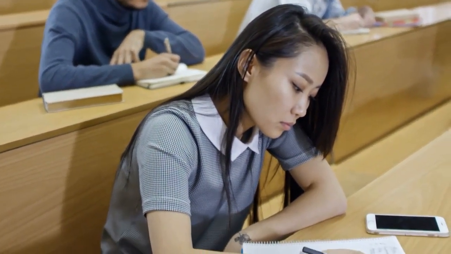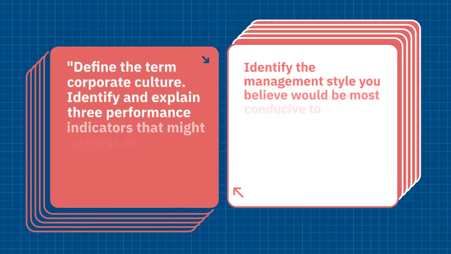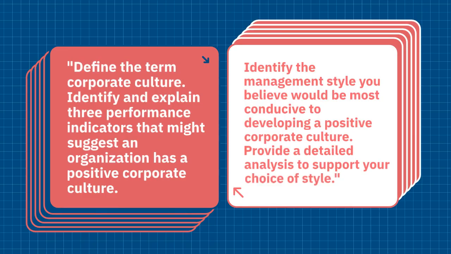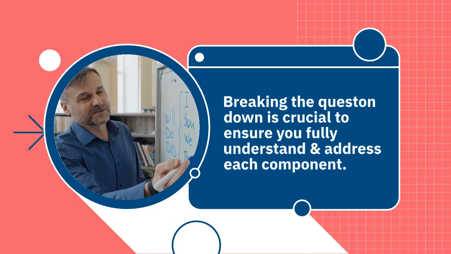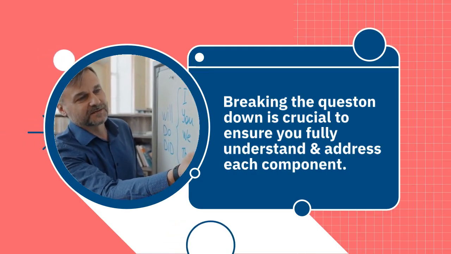Example question. Define the term corporate culture. Identify and explain 3 performance indicators that might suggest an organization has a positive corporate culture. Identify the management style you believe would be most conducive to developing a positive corporate culture. Provide a detailed analysis to support your choice of style. This question has multiple parts, so breaking it down is crucial to ensure you fully understand and address each component.